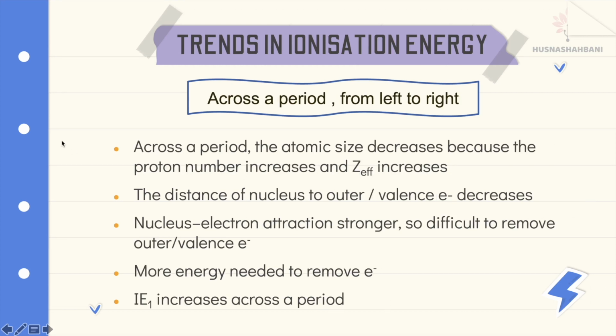When you look across a period, from left to right of the periodic table, the atomic size decreases because the proton number increases. So the effective nuclear charge increases. The distance from the nucleus to the outer or valence electron decreases. Nucleus-electron attraction is stronger, so it's difficult to remove the outer or valence electron. If it's difficult, you need more energy to remove the valence electron. So that's why across a period, the first ionization energy increases.